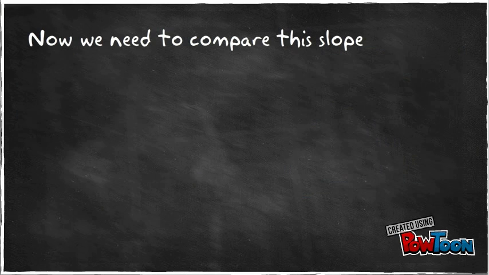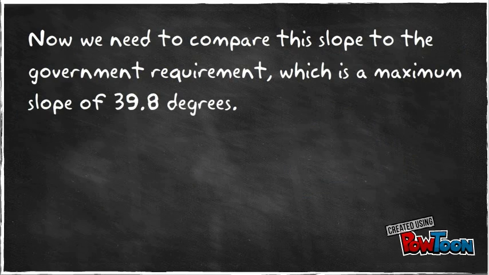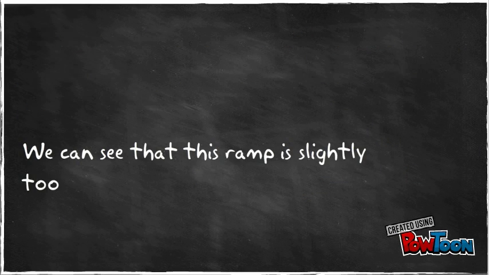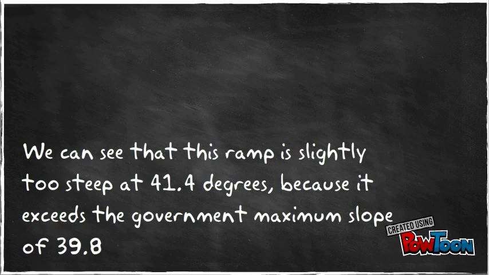Now we need to compare this slope that we found to the government requirement, which is a maximum slope of 39.8 degrees. We can see then that our ramp is just a bit too steep at 41.4 degrees, and so it exceeds the maximum slope required by the government.